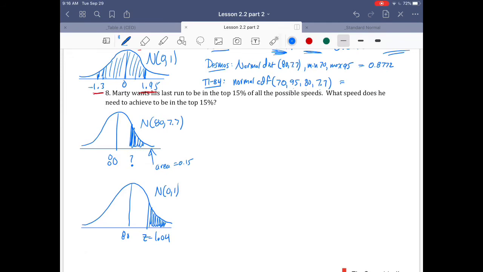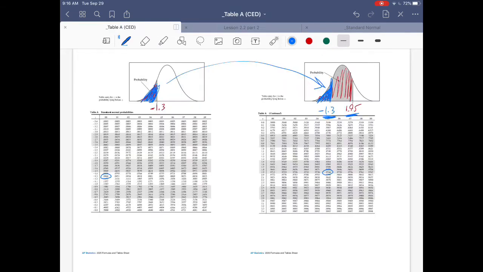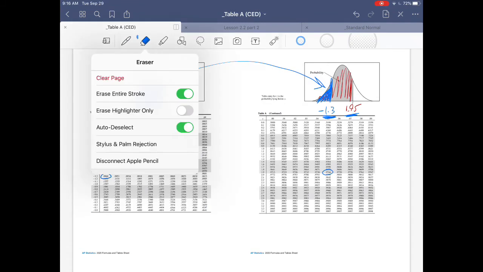It asks, what is the speed needed to be in the top 15% of all possible speeds? So we actually need to hunt out a speed to get a certain area. We're going to start with our Table A. I already have the answer written down. We'll talk about how I got that in just a second.